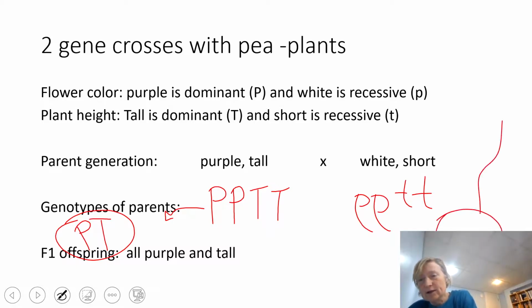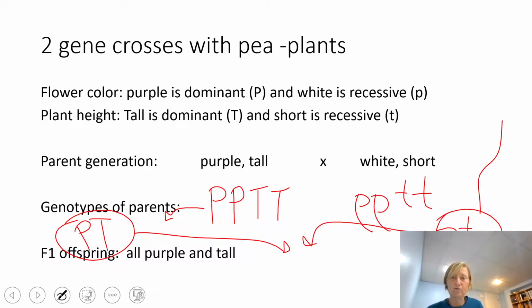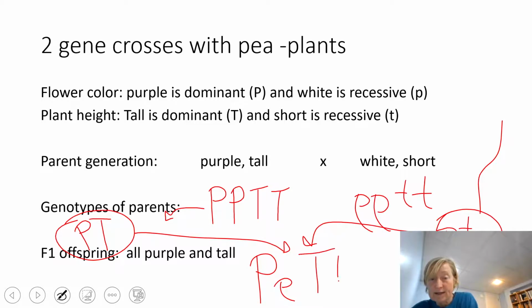This guy over here can really only make 1 type of gamete too. It has 1 copy of the P, 1 copy of the T. It's just the recessive copies. Okay? And then an egg and a sperm meet up and make an F1 offspring. And all of the F1 offspring should have the same genotypes. Let's put the P's together and the T's together. All of the F1 offspring should be heterozygote for flower color and heterozygote for height. But because purple and tall are dominant, all of them should be purple and tall. We would actually call this a dihybrid plant. It's diheterozygous. It's heterozygous at both genes.